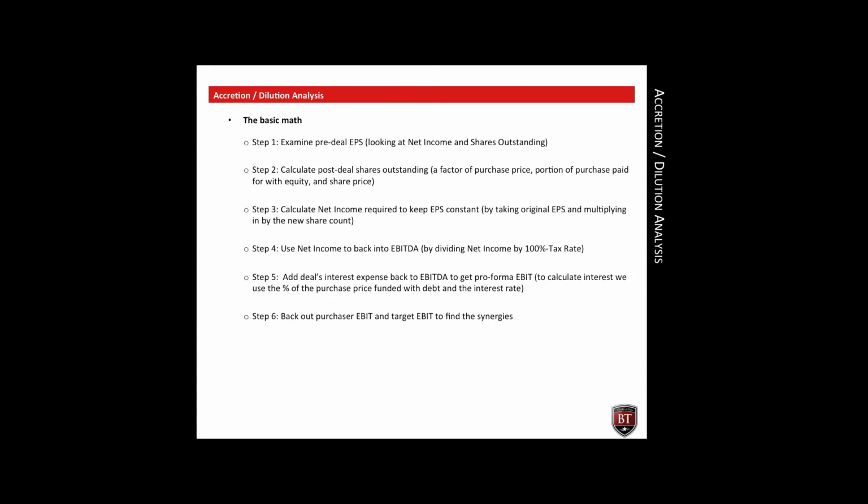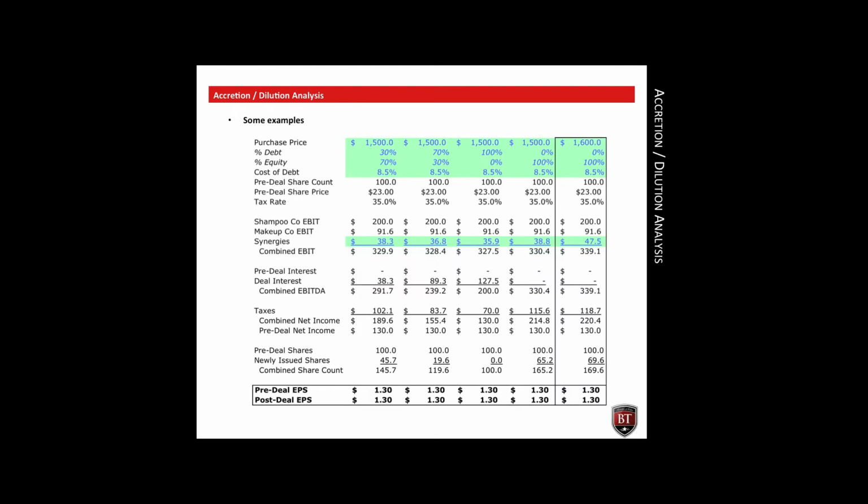We're next going to calculate net income required to keep EPS constant. Basically take the original earnings per share multiplied by the new share count. We're then going to back into EBITDA by dividing by 1 minus the tax rate. We'll add back incremental interest expense from the deal. So that's a function of purchase price multiplied by the portion of the purchase price paid for in debt, multiplied by the interest rate. And after we have all that, we can back out purchaser EBIT, target EBIT, and we'll find the synergy numbers. Let's take a look at some examples on the next slide.